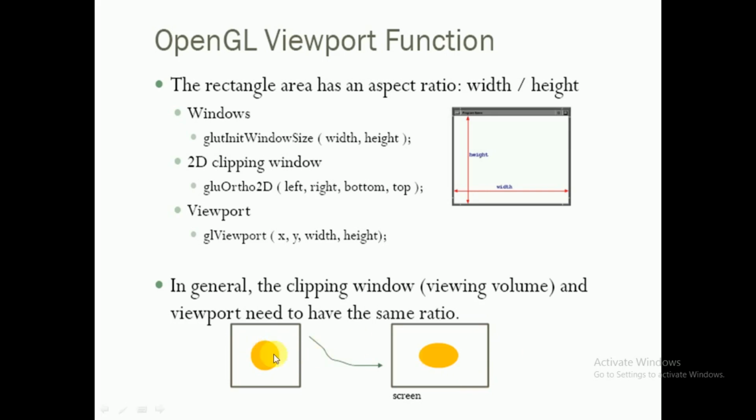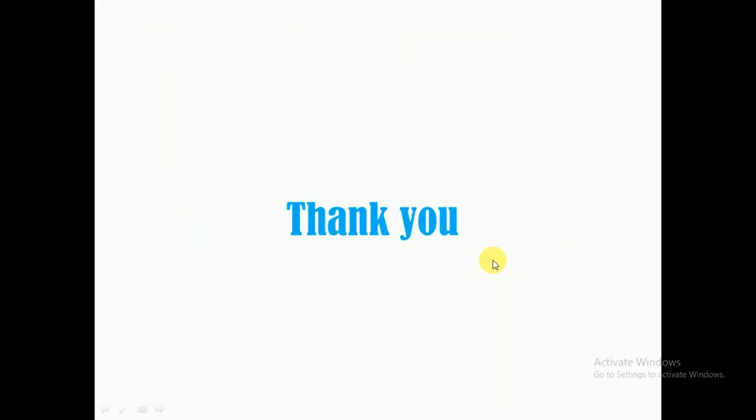We have to map this. This is what happens if you don't: the object you clipped is a circle, but you see an oval, if you don't maintain the aspect ratios of the clipping window and the viewport. This is called window to viewport mapping. That we will discuss in the third module. This completes your second module. Thank you.